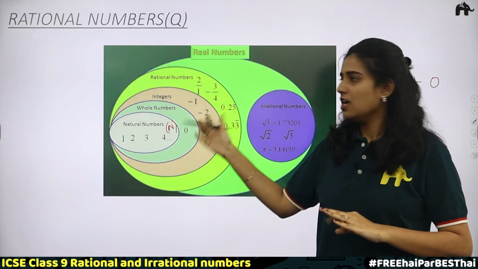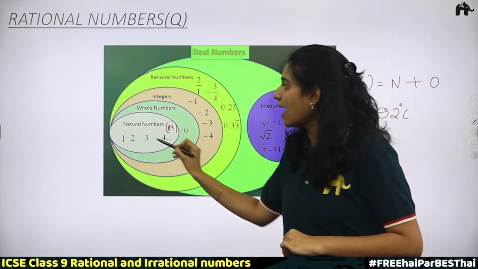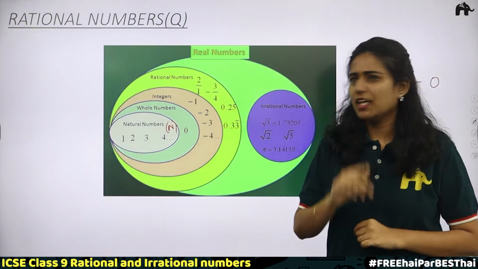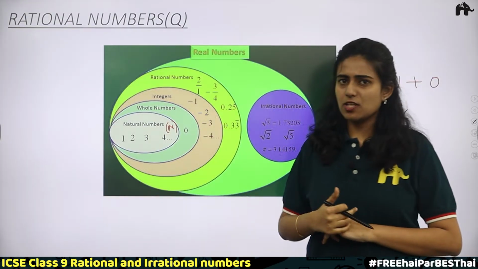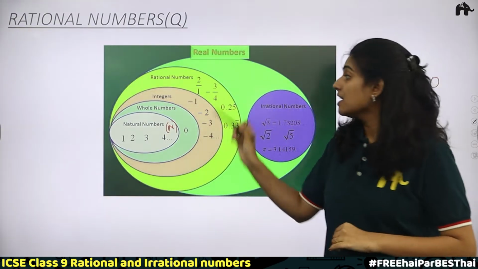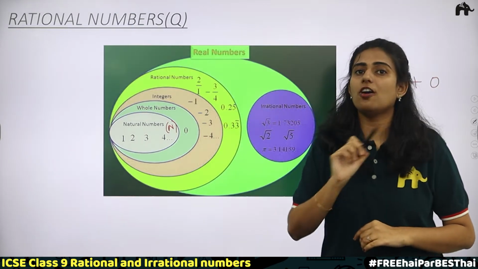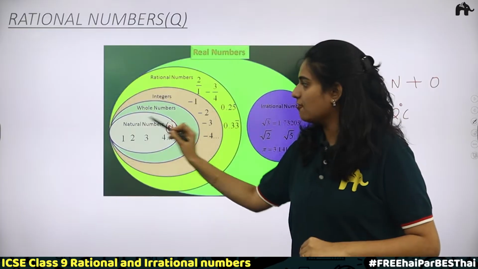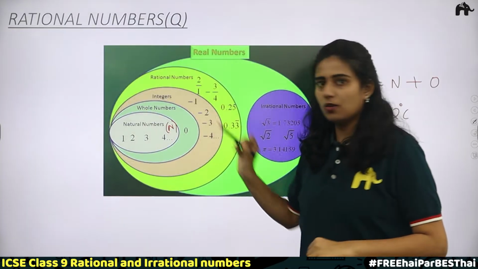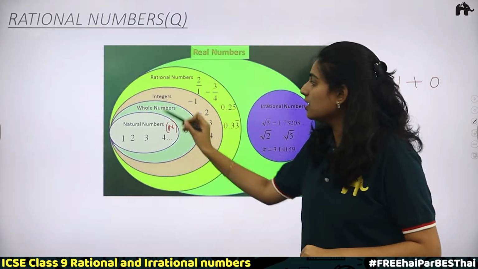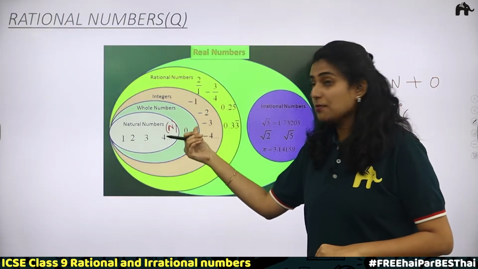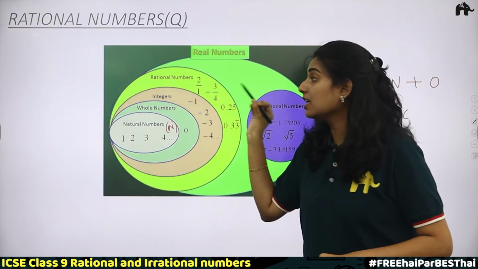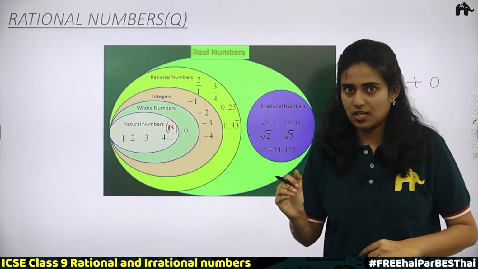integers. We know that all natural numbers are whole numbers. But can you say that all whole numbers are natural numbers? No. Why? Because 0 is a whole number but not a natural number. For example, 1 is a natural number, it is also a whole number. 2 is a natural number, it is also a whole number. But in the case of 0, 0 is a whole number but not a natural number.